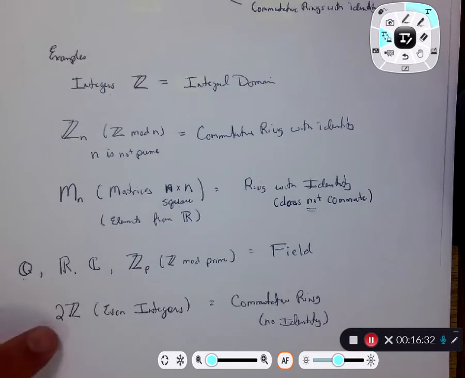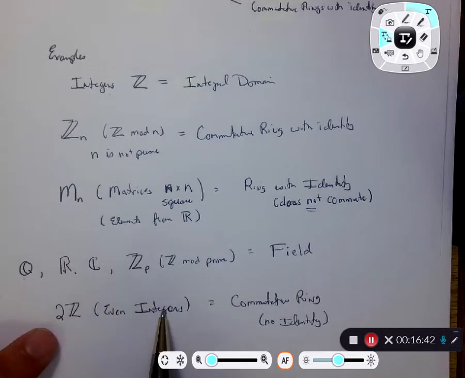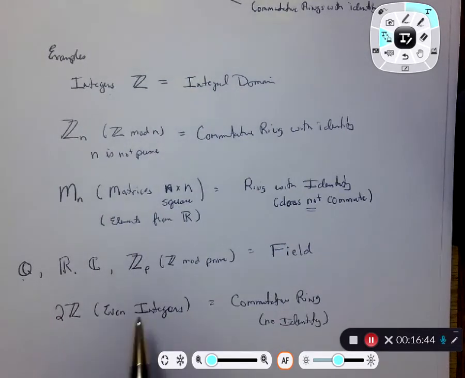And so here's one I threw down for you guys. There's no direct symbolism for this one, it's called 2Z. Z stands for integers, so 2 times the integers is the even integers. Even integers commute. Even plus even is even, even times even is even. You've got the closure property, associativity, all the things.